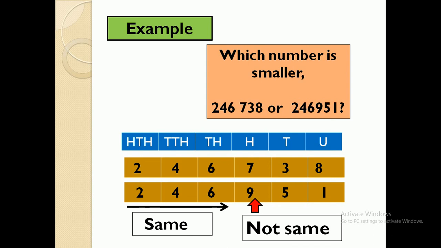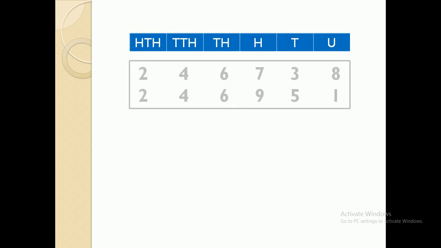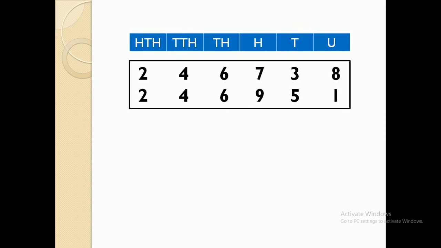The next step is, in the 100 place values, the numbers 7 and 9 are different. So we will make a comparison between these two digits. So 700 is less than 900. So we get the largest number as 246,951. This value is the largest value.